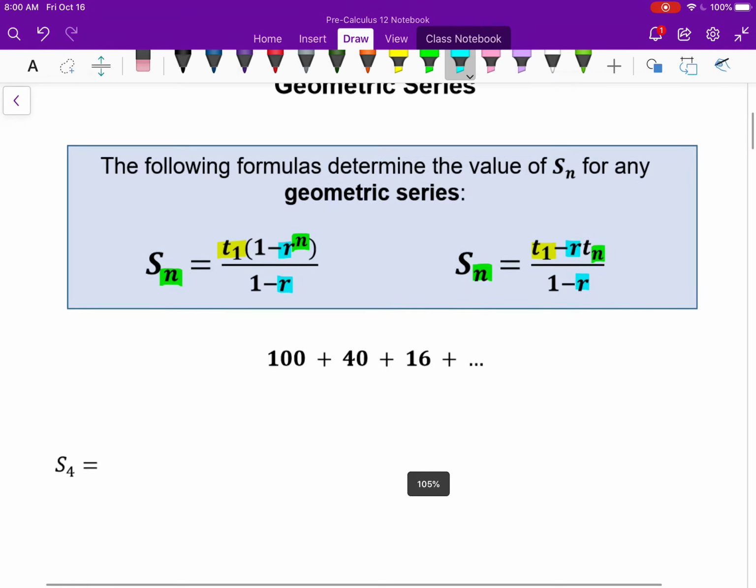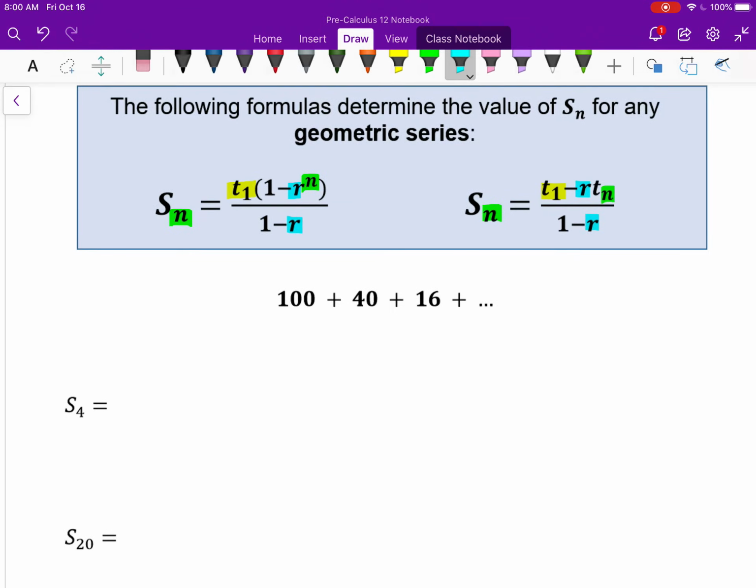Here I have an example of a geometric series, 100 plus 40 plus 16 plus, and so on. This particular series goes on forever. As usual, we can call 100 term 1, 40 term 2, 16 term 3. I can also see my common ratio. 100 times what equals 40? That must be times 0.4. You can also do 40 divided by 100 and get the same thing.